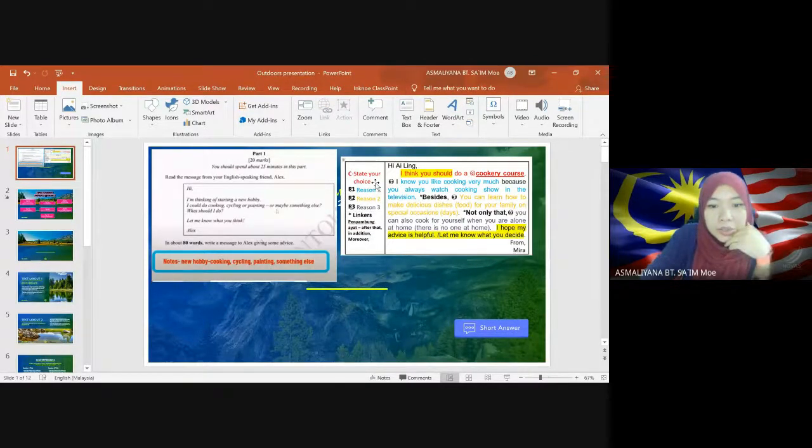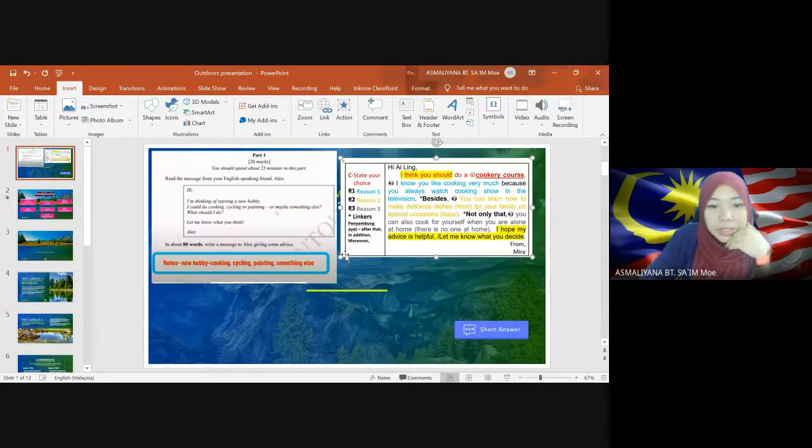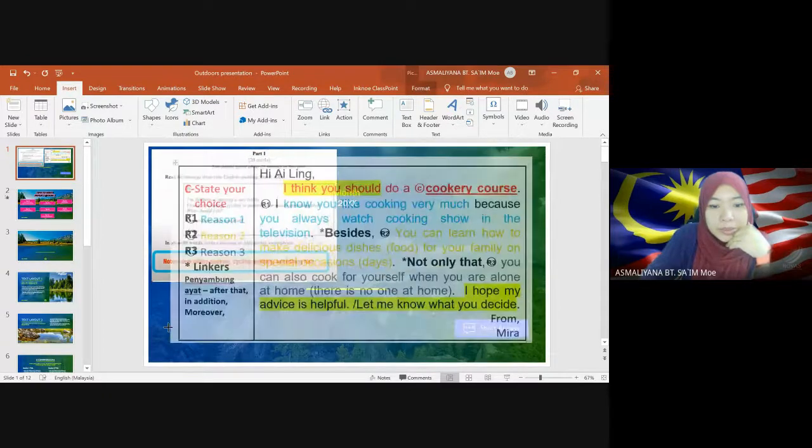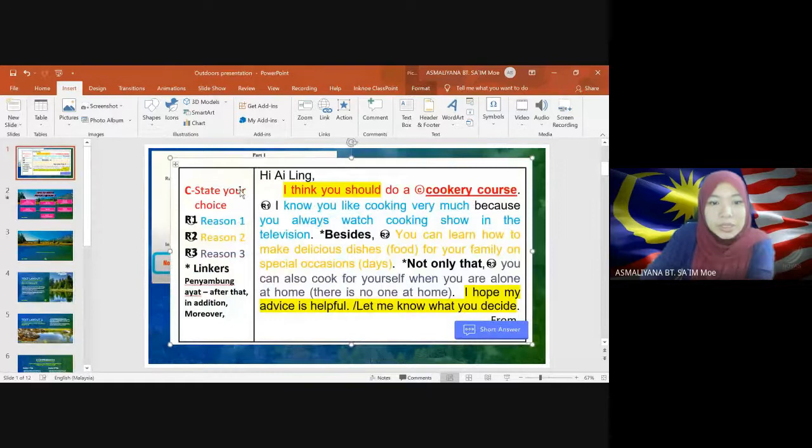Alright, so this is very important. Cara awak menjawab untuk soalan pertama. Very short. Yang ini bukan jawapan awak. Yang ini cikgu nak tunjuk macam mana nak tulis. Kena state your choice, reason 1, reason 2, reason 3. Mesti ada linkers. Yang ini cara awak tulis. Yang tepi ni tak payah tulis.